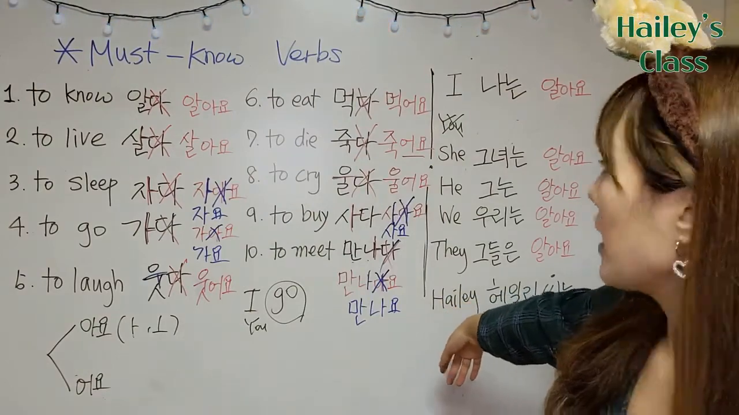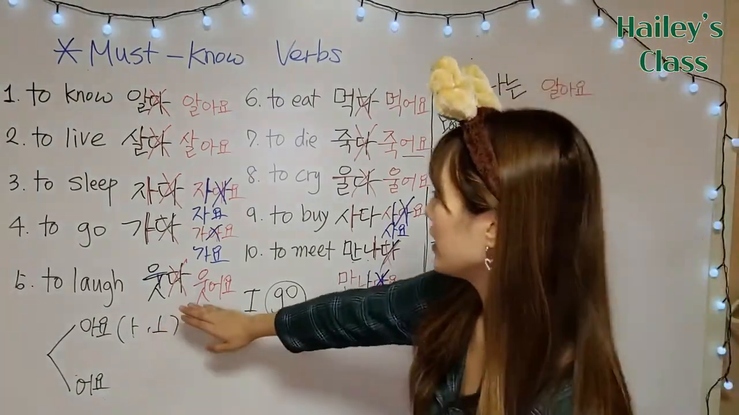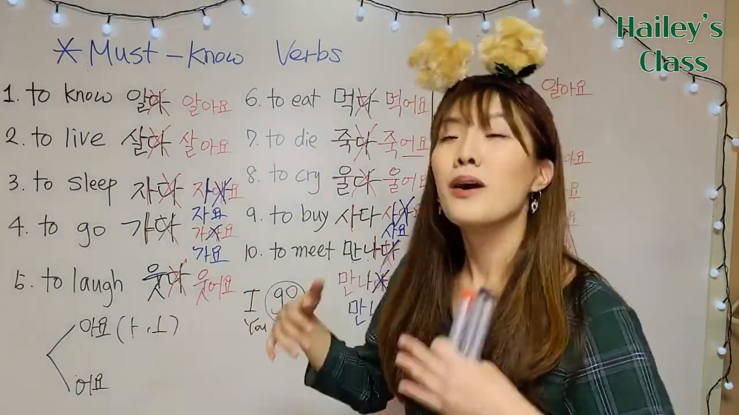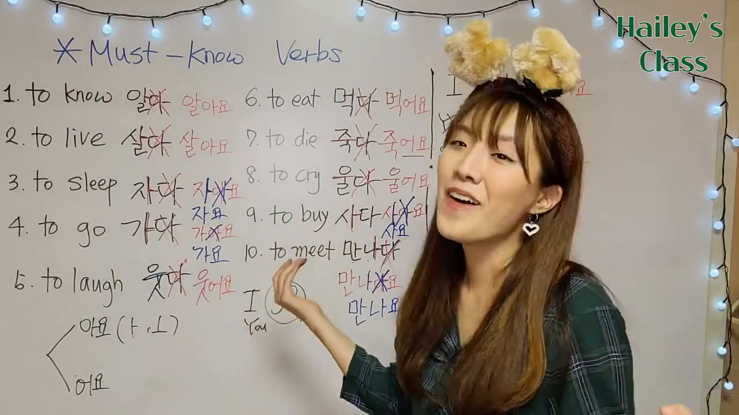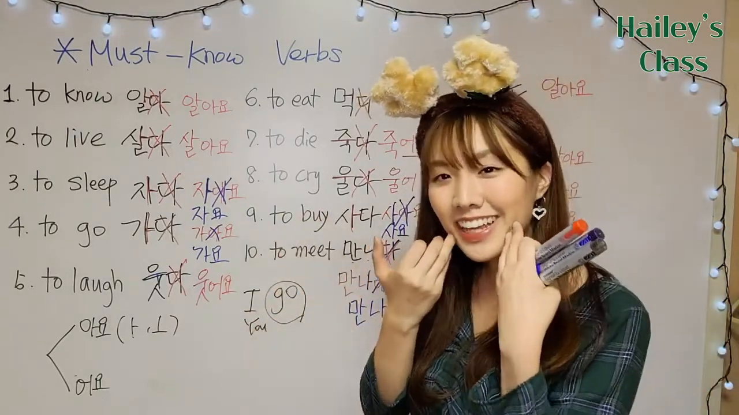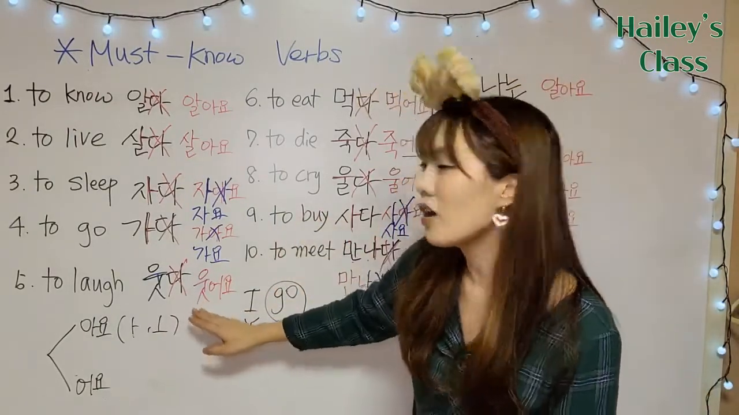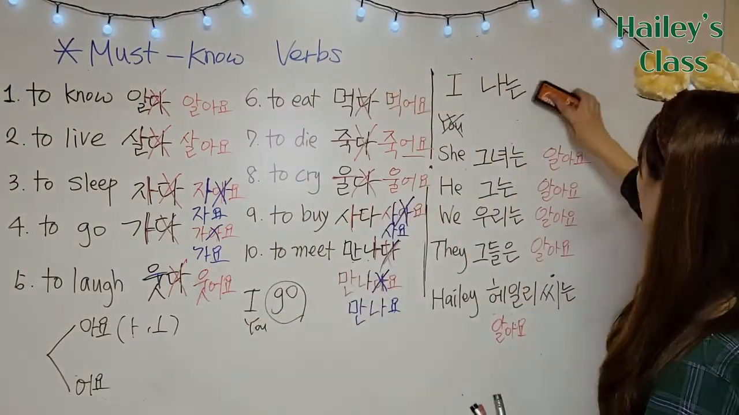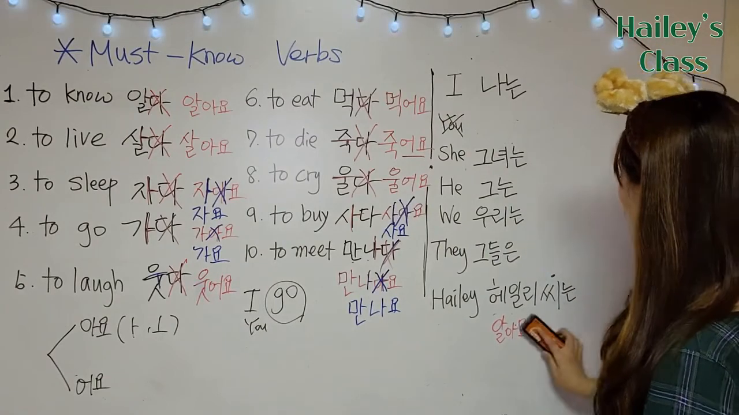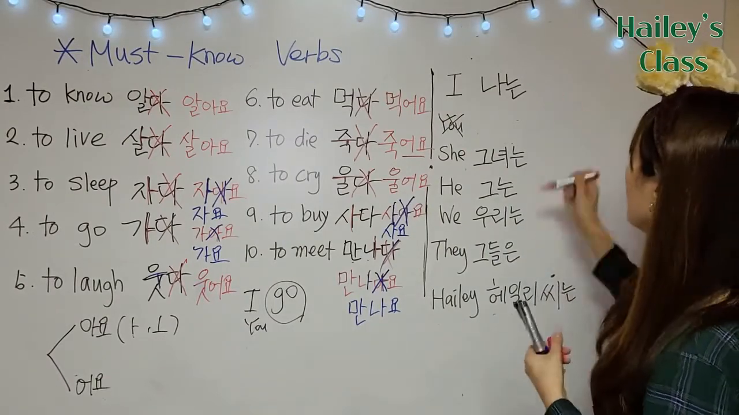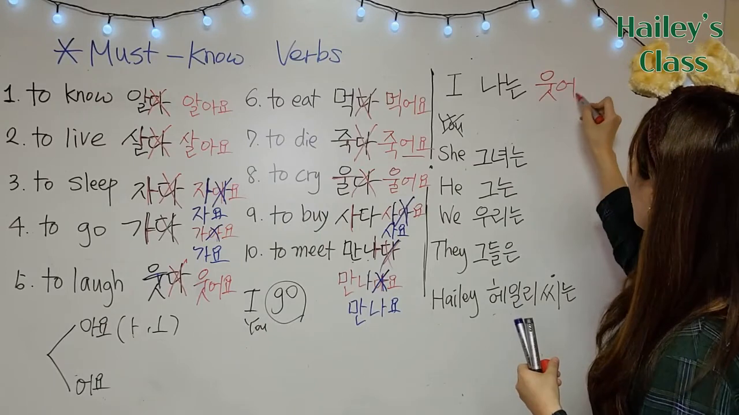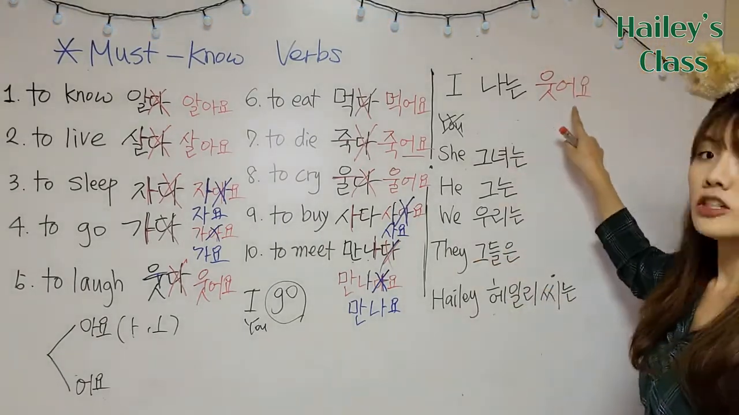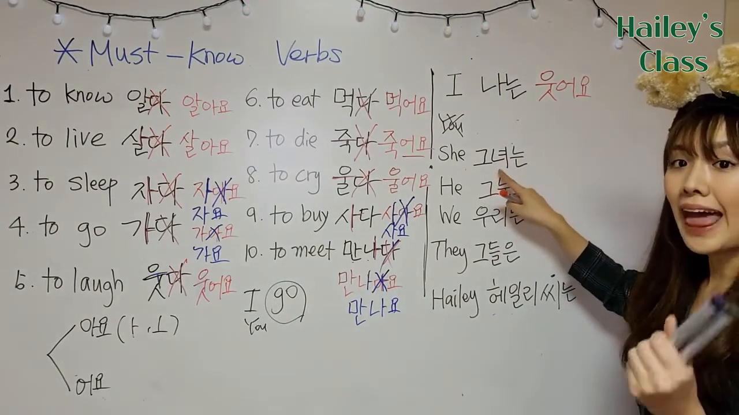So for example, I love the word laugh. We laugh. I laugh. I love smiling, laughing. So let's go with the 웃어요. Okay? So just let's put 웃어요 in here. 나는 웃어요. Okay? So 나는 웃어요.